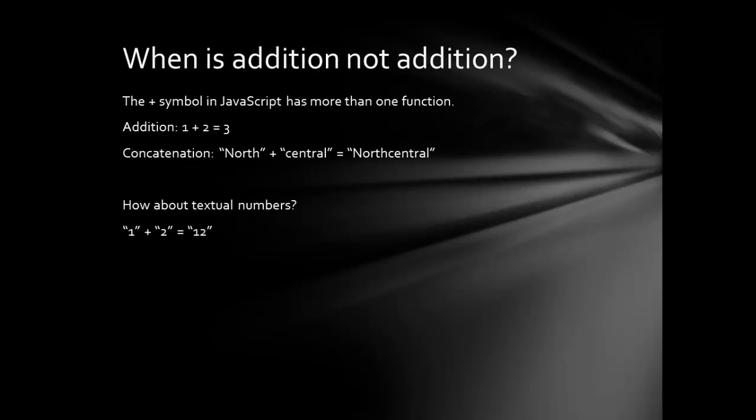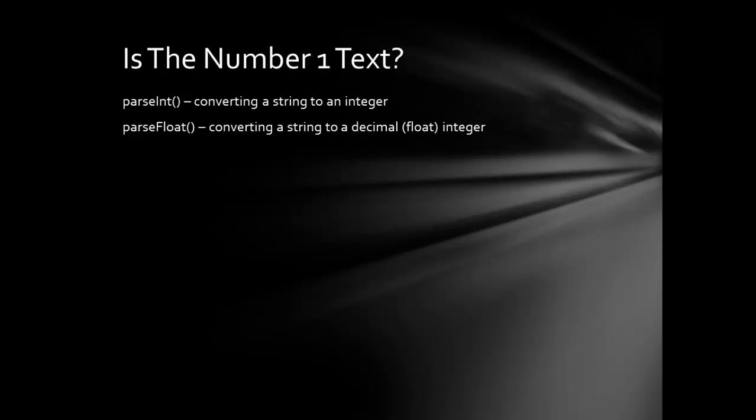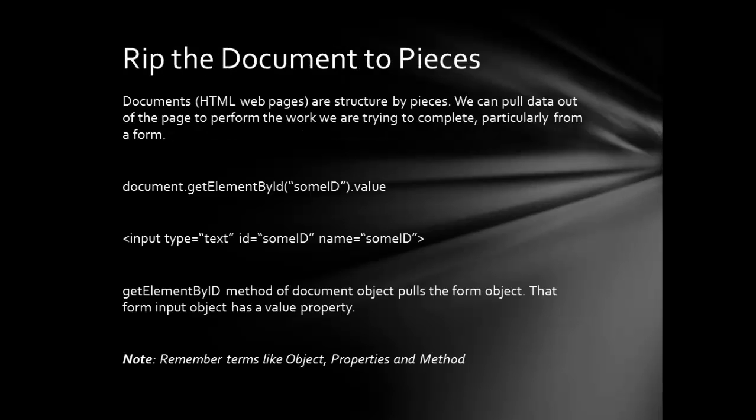I mentioned this briefly before. Whenever you use the plus symbol, that has more than one capability. It has addition, like 1 plus 2 equals 3. It also has concatenation, north plus central equals north central. So if you have numbers that look like numbers but they're actual text, 1 plus 2 may not be 3, it may be 12. So we need to make sure we convert them properly. There's the Number function that I use quite a bit. There's also parseInt and parseFloat, where you can convert a string to an integer or decimal number.